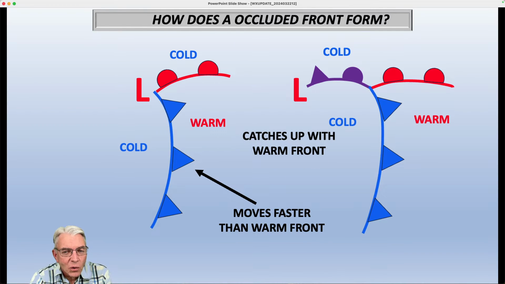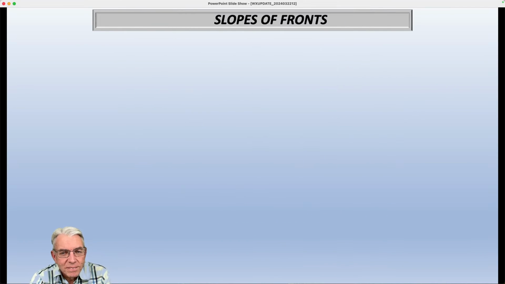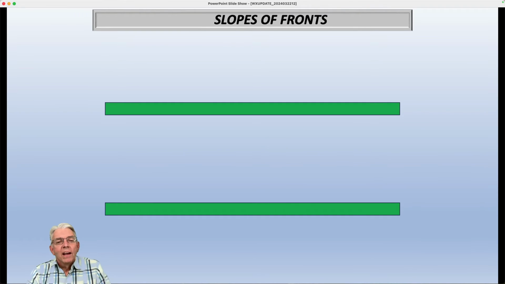And the cold front catches up with the warm front, and that's why it occludes. Okay, now, the slopes of fronts. This is really interesting. It turns out that the slope of a cold front is steeper than the slope of a warm front. But if you actually look at the dimensions of this, it's very hard to see.